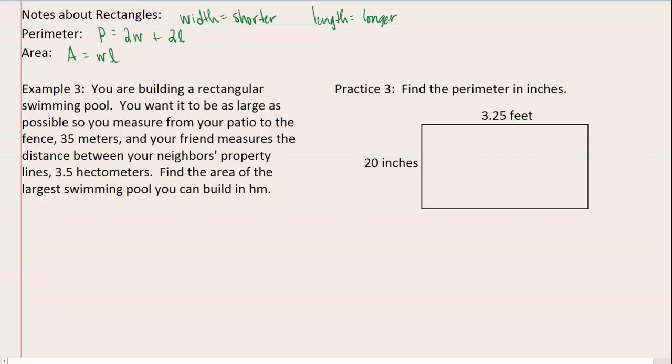Let's look at example 3. You are building a rectangular swimming pool and you want it to be as large as possible. So you measure from your patio to the fence, and it is 35 meters.